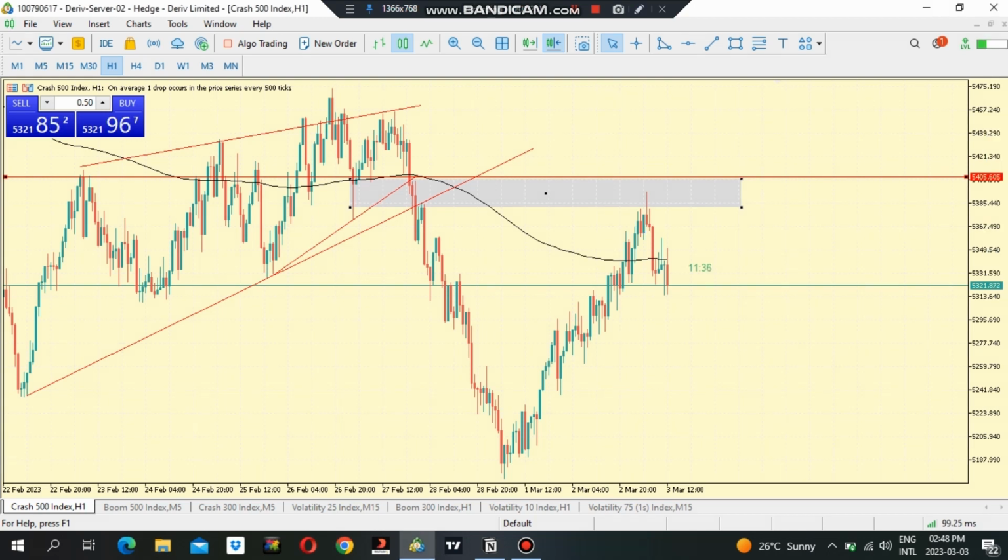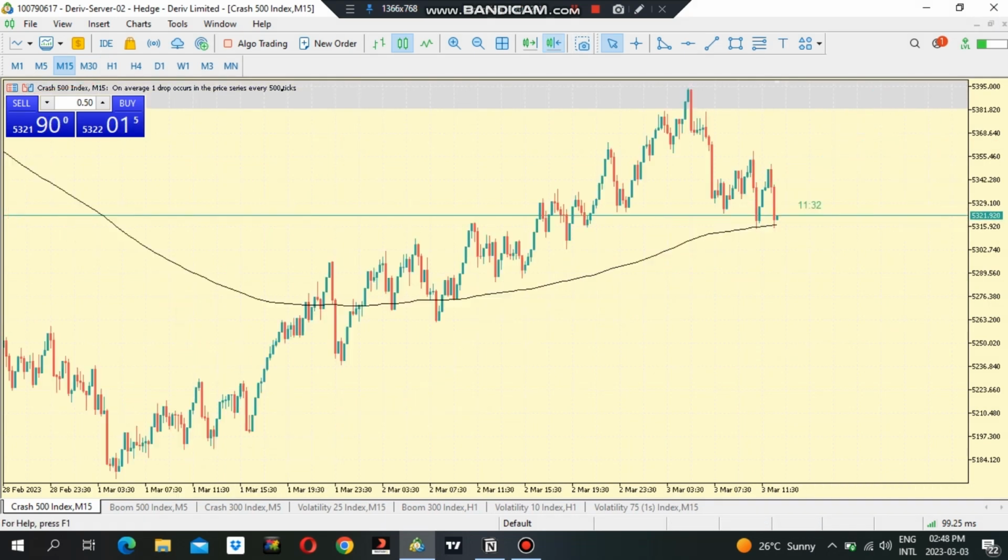So this is quite a simple strategy, guys. Just try it out on demo first before you go live, right? So let's take for example over here, right? I just dropped down to the 15-minute time frame, and I just zoomed in, right? Right over here, I've got a breakout of this trend line, right?